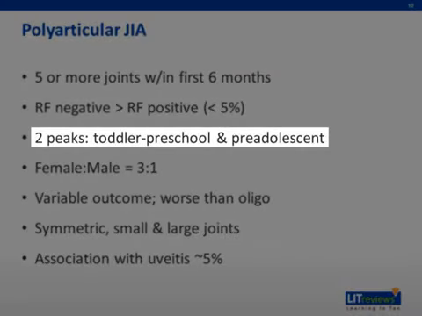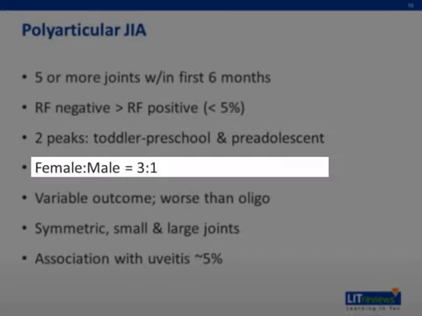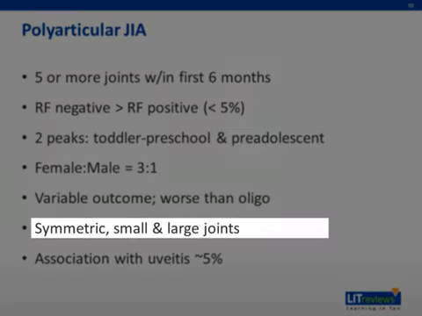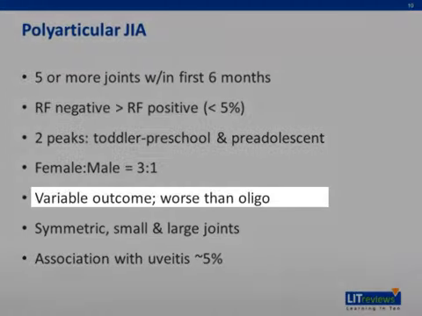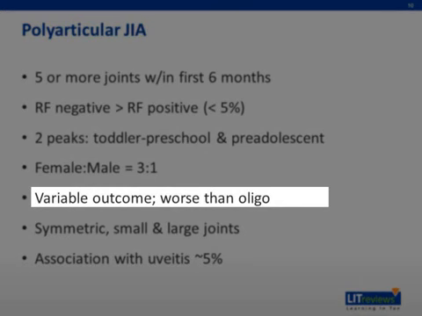Polyarthritis tends to occur in the toddler or the adolescent age group and is more common in females, with a ratio of 3 to 1. The distribution of polyarticular JIA is more symmetric, involving the small joints such as PIPs, MCPs, wrists, etc. Usually, children diagnosed with polyarticular arthritis have a worse course than those compared with oligo. RF positive, even worse. However, this does vary.